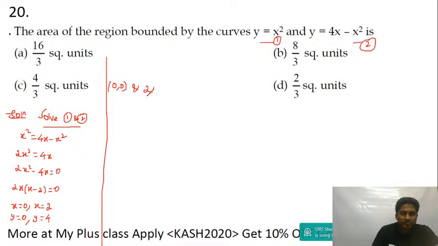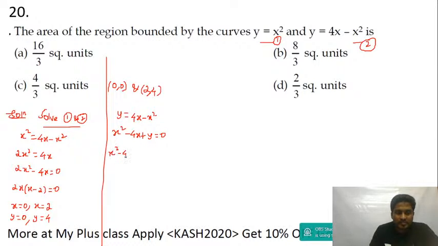2, 4. Okay, now before I sketch the graph, guys, let me bring this equation to standard form. 4x minus x square. If I shift on the left side, you get x square minus 4x plus y is equal to 0. So x square minus 4x, okay, half of coefficient of x the whole square. I am just completing the squares.